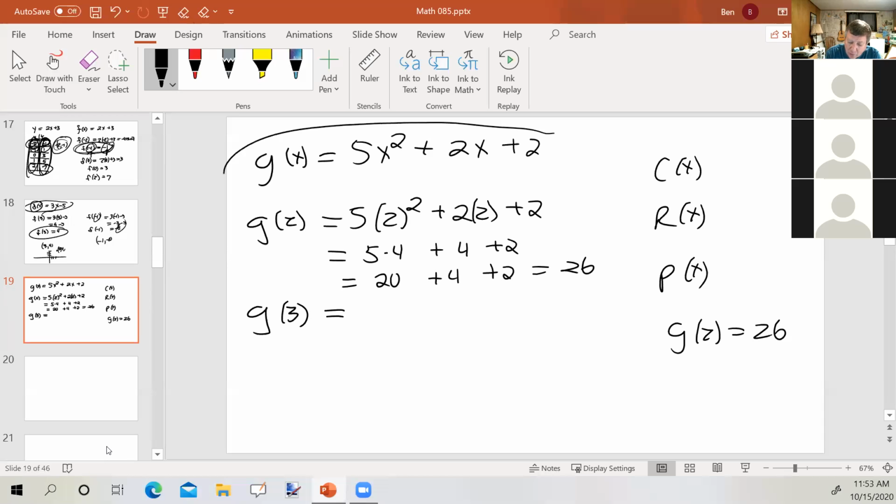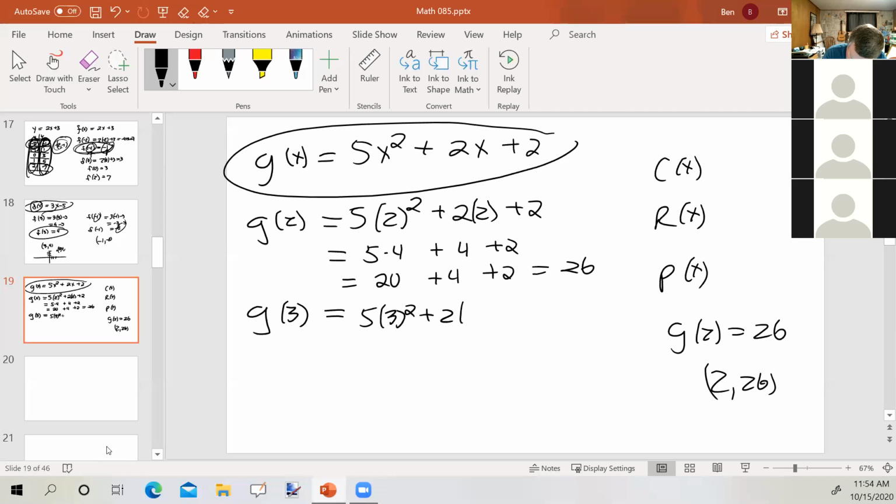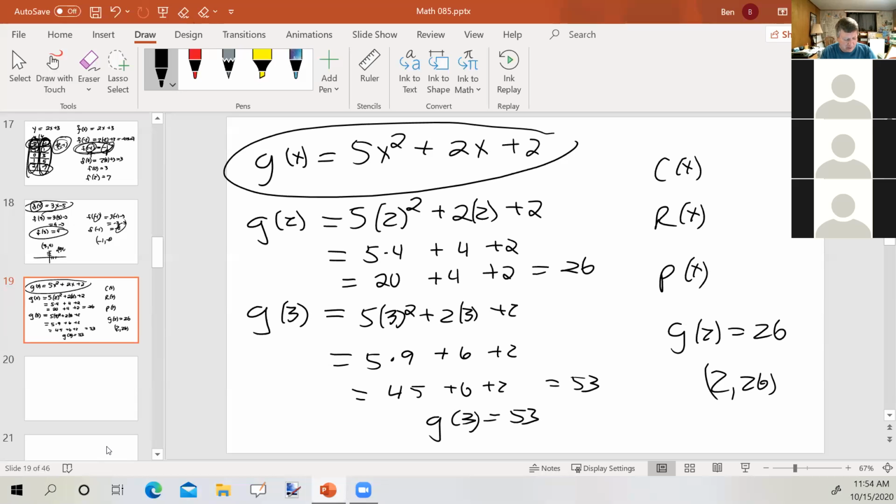If we were to graph this function, and later on this quarter we will be, the point 2 comma 26 would be a point on the graph. Okay, how would you find G of 3? The same way. 5 times 3 squared plus 2 times 3 plus 2. 5 times 9 plus 6 plus 2. 45 plus 6 plus 2, which is 53. So G of 3 equals 53. Okay with that? Yes. All righty.